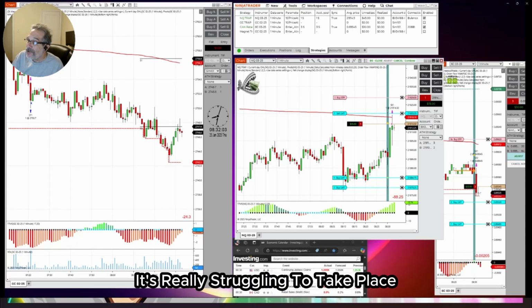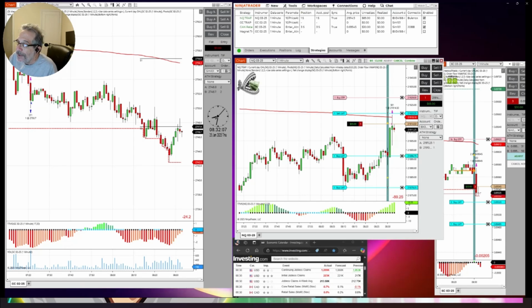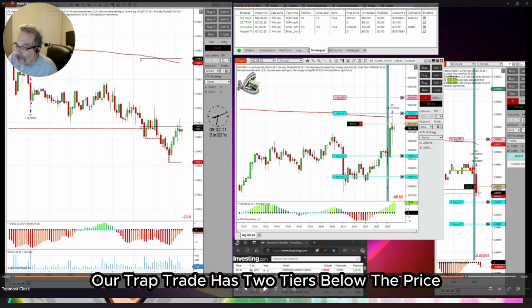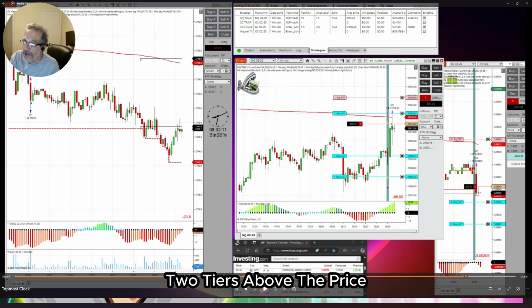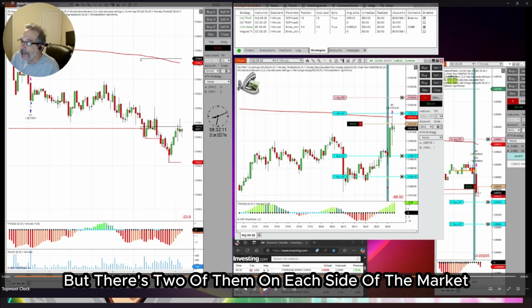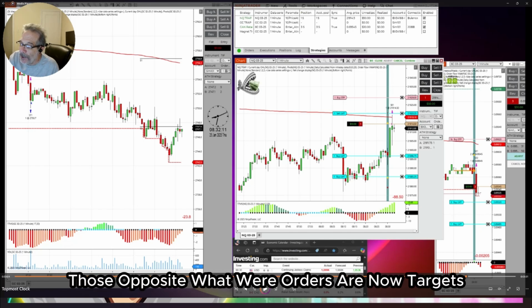Watch. It's really struggling to take place, but now it's starting to really reverse here. I'm moving up my targets because remember, a trap trade has two tiers below the price, two tiers above the price. They're no different than brackets, right? They're brackets, but there's two of them on each side of the market. But the minute you get filled, the opposite brackets, those opposite what were orders, are now targets.